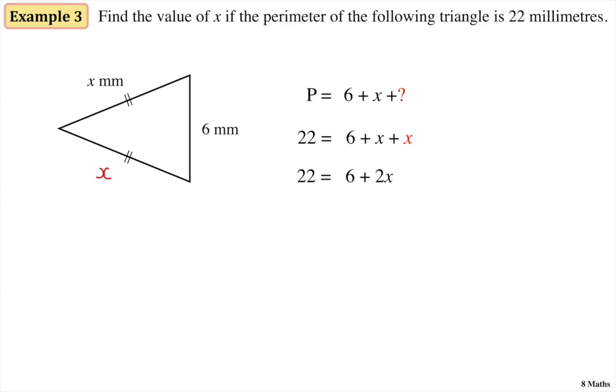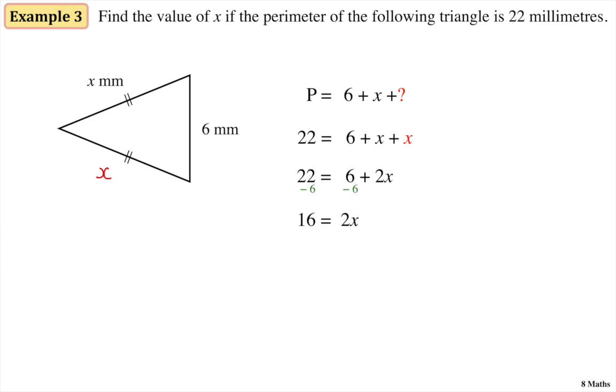Now I can look at this equation. The whole idea is to figure out what x is, so I'm going to minus 6 from both sides. I'll get rid of that 6 by minusing 6 from both sides. 22 take 6 gives 16. 6 take 6 drops out to give 0, so I end up with 16 equals 2x.